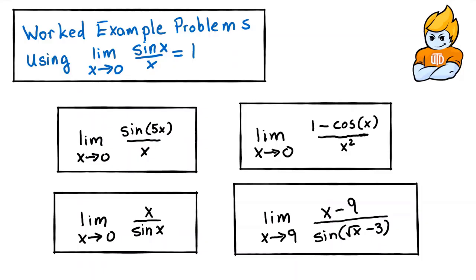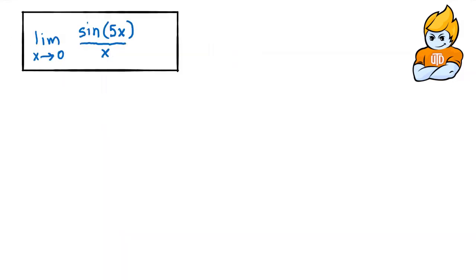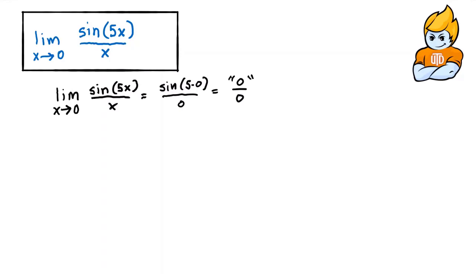This video tutorial is straightforward. We'll be working through some example problems using the special trig limit. Let's find the limit of sine of 5x over x as x goes to 0. Attempting to evaluate directly, we get the indeterminate form 0 over 0. We will use our special trig limit to try to resolve this limit.